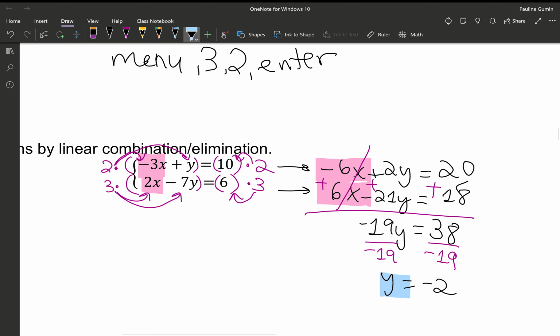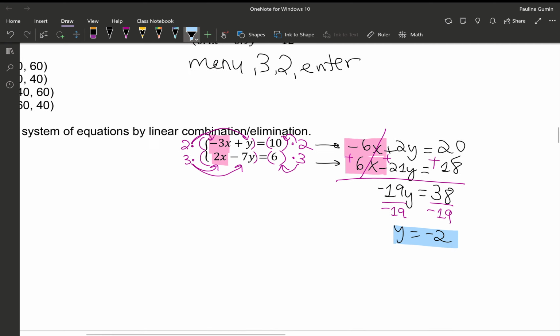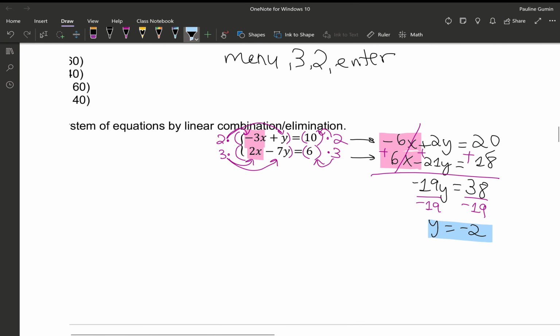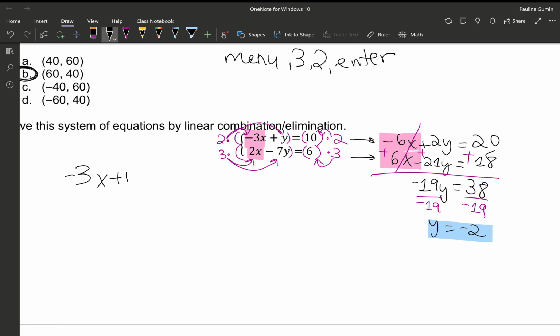Now that we have y, we can plug it back into either equation to find x. I feel like using the top equation to find x. Let's do that. So negative 3x plus y equals 10. Notice that I'm using the original one. Just a little easier to do that because the numbers are smaller.